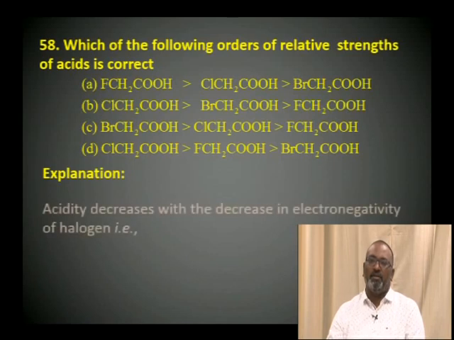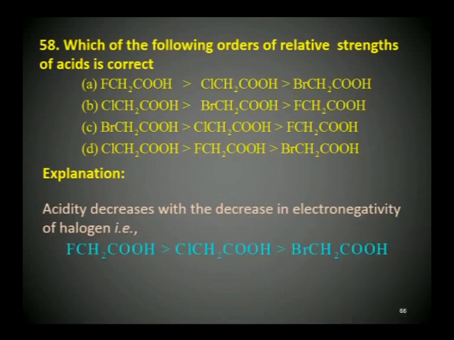Acidity decreases with the decrease in electronegativity of the halogen. You know that fluorine is more electronegative than chlorine, and chlorine is more electronegative than bromine. So that is why fluoroacetic acid will be more acidic than chloroacetic acid, and chloroacetic acid will be more acidic than bromoacetic acid. So option A is the correct answer for question number 58.